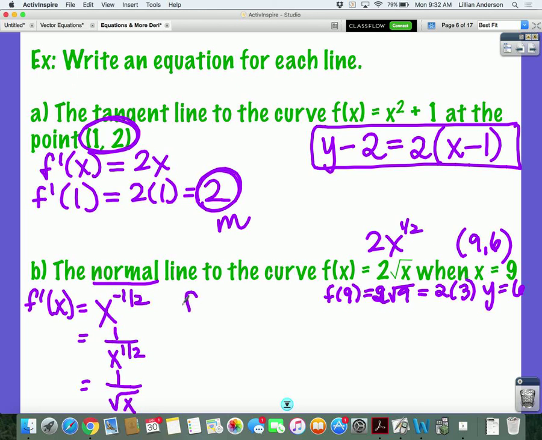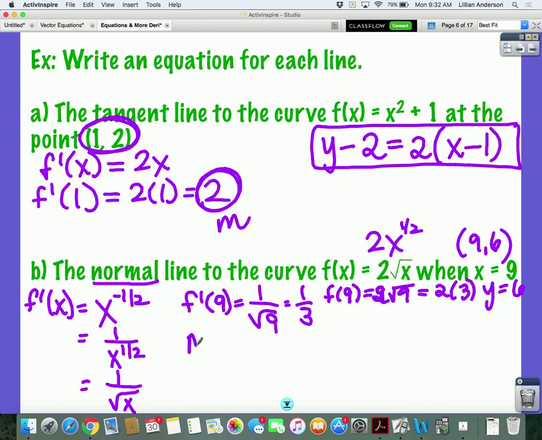Now we need to find the slope. So we're going to plug in what value? 9. So I have 1 over the square root of 9. You see how much easier that is to have it in the radical form versus in the exponent form? What's the square root of 9? So we have 1/3. That 1/3 represents the gradient of the tangent.